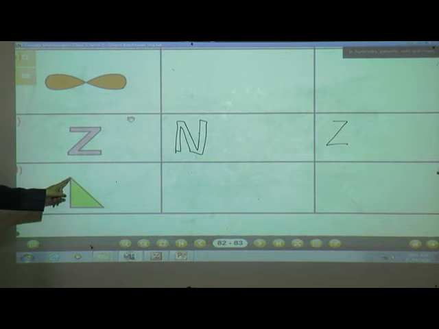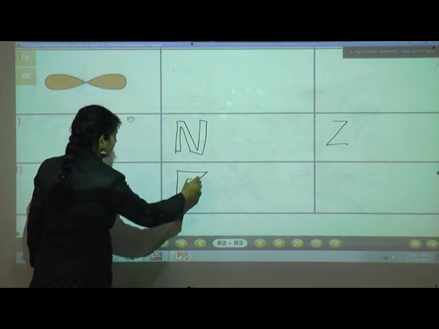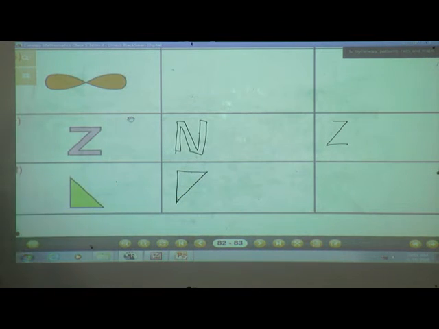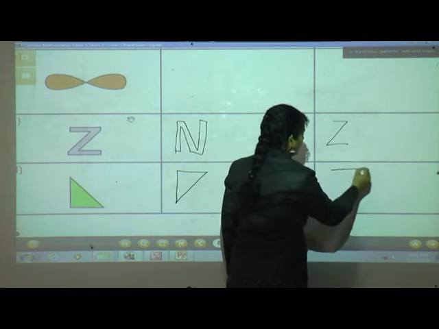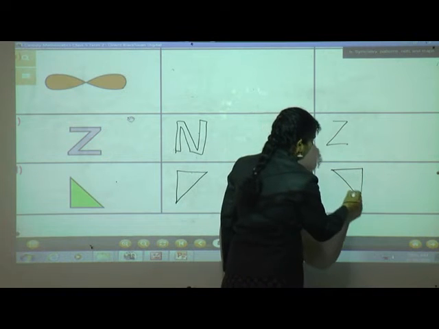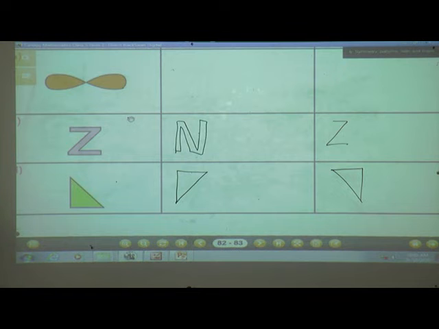Okay, now D1, quarter turn, that means this side will come. Okay, how will it come? Yeah, like this it will look after a quarter turn. And half turn, now how will it look, students? Yes, here it will look like this. Okay, so now all of you understood quarter turn and half turn.